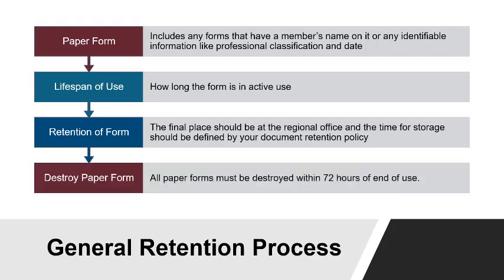After you've used the form and you've determined whether it needs to be retained or not and gotten it to its final resting place, hopefully electronic, then you'll want to destroy the paper form. All paper forms must be destroyed within 72 hours of end of use. There's going to be special verbiage added to each form that may contain personal information to remind you to destroy it after 72 hours. So now let's look at some examples.